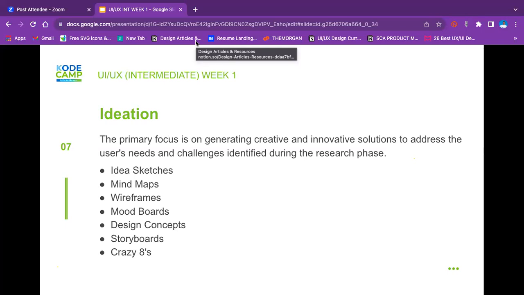Now, in ideation, you're talking about quantity over quality. First, you need to get as many ideas as you can think of, quantity over quality. After that, that's when you now start thinking of quality.